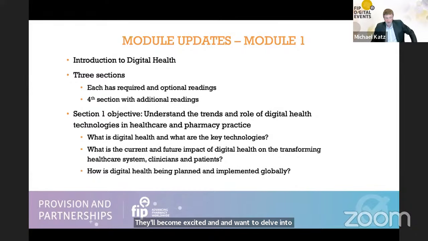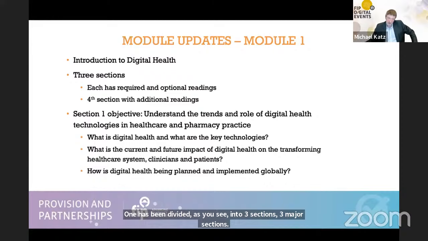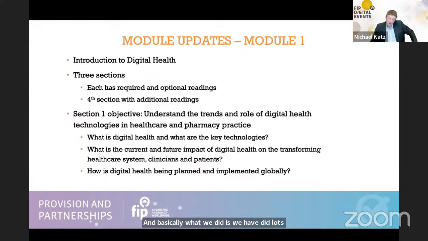Module 1 has been divided, as you see, into three major sections. And basically what we did is we did lots of research and selected specific readings that will help you be introduced to digital health and help augment your knowledge and understanding. Each section has required readings that have to be completed to move on in the program, but also has optional readings. We do have a fourth section that is completely optional for those of you who want to delve in more depth and more detail in specific topics. Then there are additional readings there.